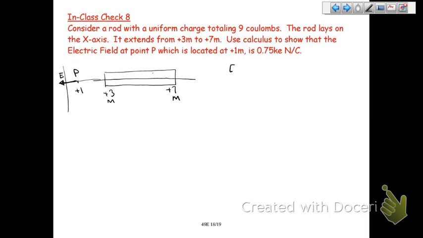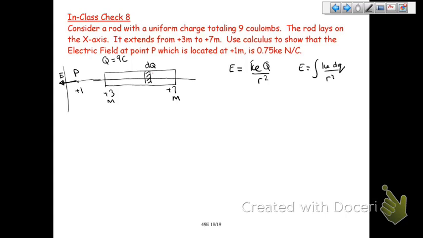And I can say, well, my electric field is equal to, let's just write down the base equation, KE Q over R squared. So that means that for a distributed charge, my E is equal to the integral of KE dq over r squared. And my dq, well, let's represent that. There's my dq. And my q total is equal to 9 coulombs.